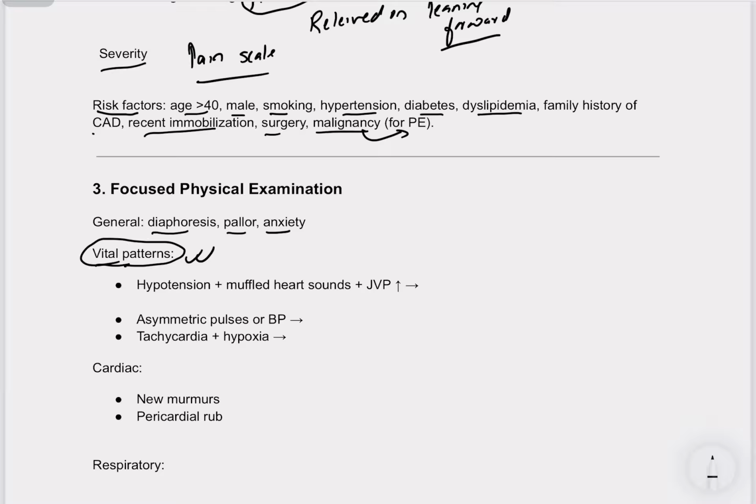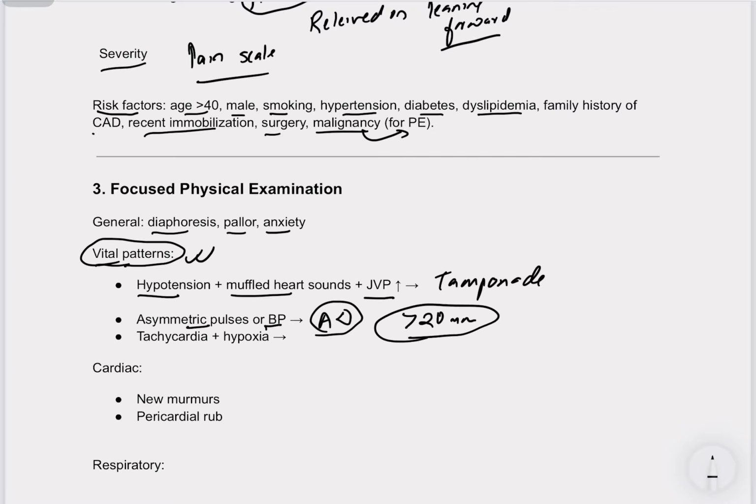If there is hypotension, muffled heart sounds, and increased JVP, this can be seen in cardiac tamponade. Asymmetrical pulse or BP can be there in aortic dissection. Remember, in aortic dissection the pain is severe, sudden, tearing type in the chest or back, central chest pain radiating to the back, and there is a significant difference in BP between the two hands, more than 20 mmHg of systolic BP difference. Tachycardia and hypoxia can be there in pneumothorax.